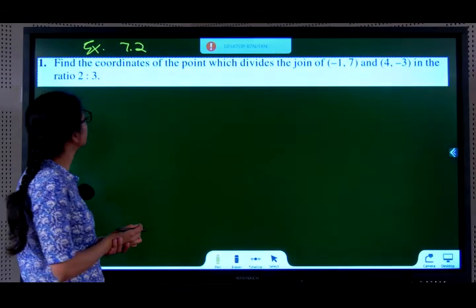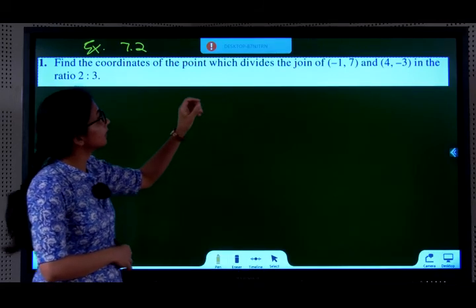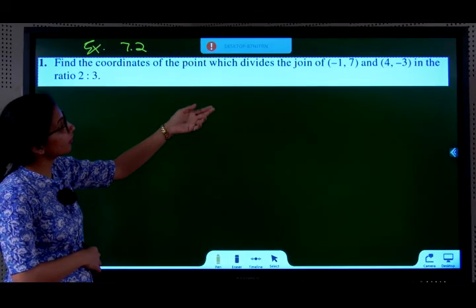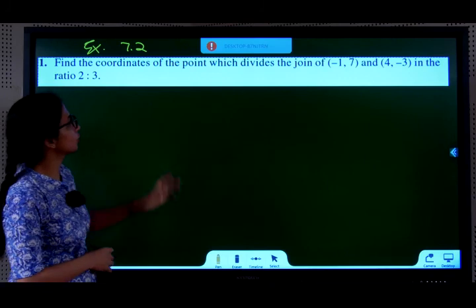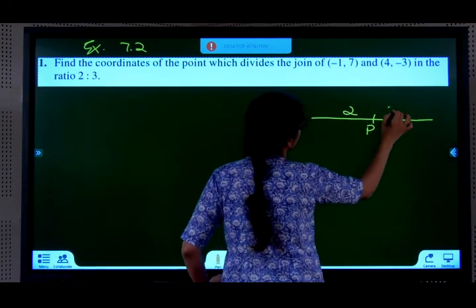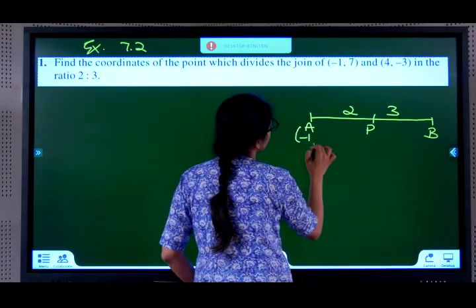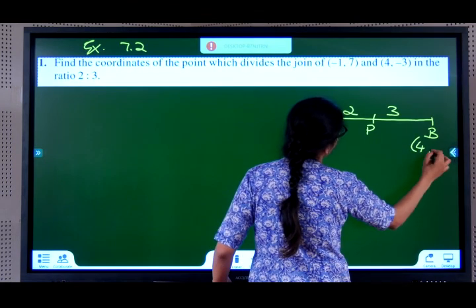Exercise 7.2, first question. Find the coordinates of the point which divides the joint of A and B in the ratio of 2:3. So we have a point that is dividing this in the ratio of 2:3. What are the points? -1, 7 and 4, -3.